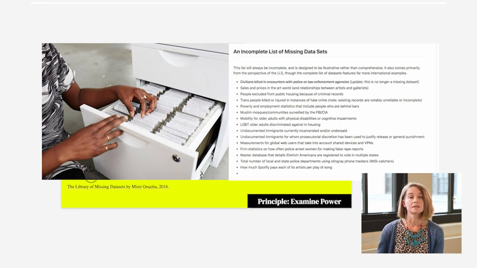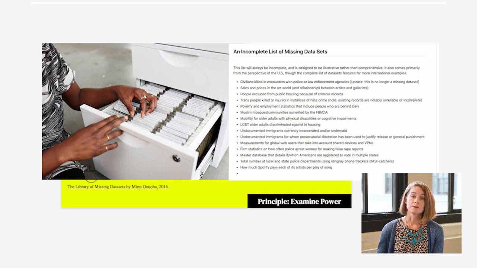Onuoha exhibits this library of missing data sets as both a GitHub repository, which is what you see here on the right, but also as an art installation, and that's the file cabinet that you see on the left. The files are labeled with the titles of each of the missing data sets, but when you go into the gallery and take out a folder and open it up, they are empty.